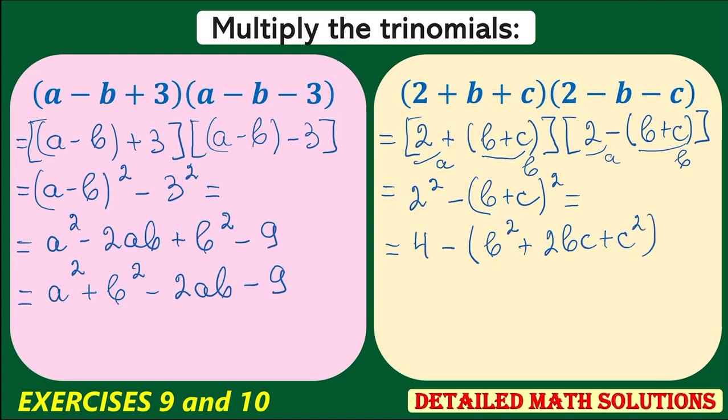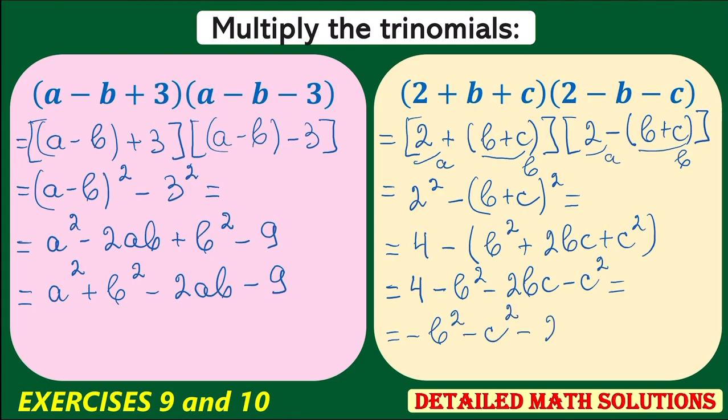Again, I applied the formula for binomial square and I expanded b plus c in parentheses squared. Next, I need to open parentheses and flip the sign of each term within the parentheses. This equals 4 minus b squared minus 2bc minus c squared, which in standard form is minus b squared minus c squared minus 2bc plus 4.